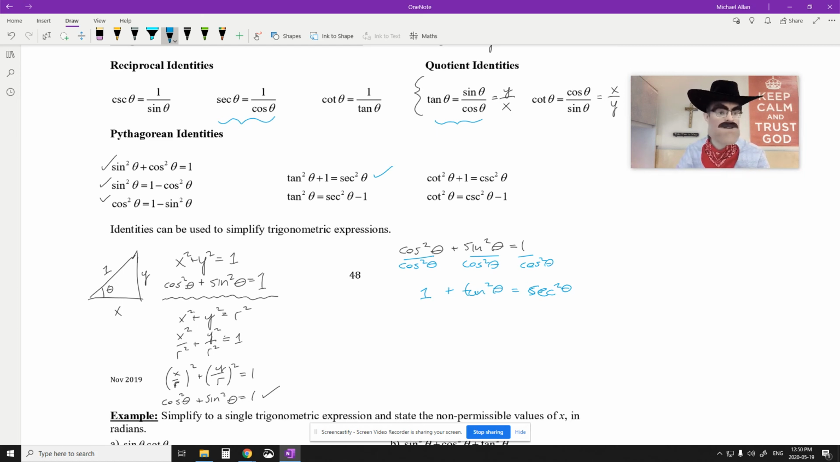Okay, we can use that one to prove other ones. And if you look at the one below it, all that one is just rearranging, with the 1 being subtracted over. So both of these are from the same thing.